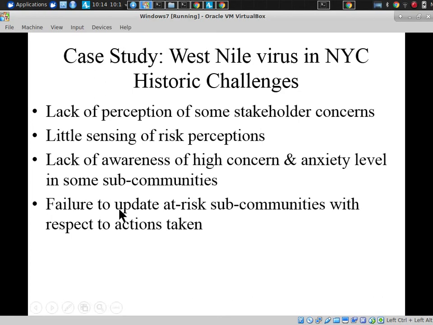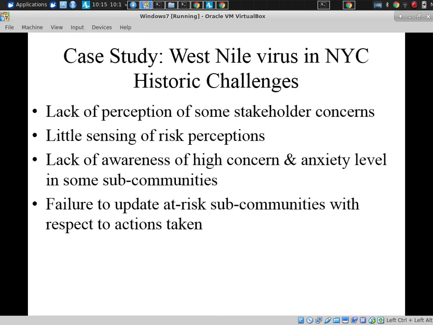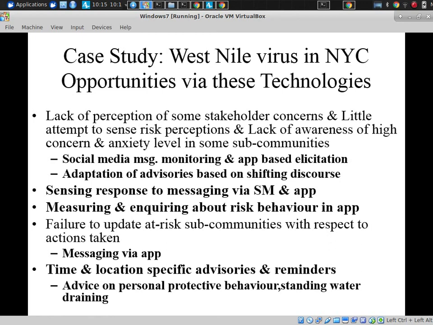There was a disconnect in terms of updating certain subcommunities with respect to the actions taken. And there's a lot of potential for the sorts of technologies we're talking about here to fill in some of those gaps, some of the gaps which the New York City authorities, despite their really good efforts on other fronts, fell short of: in terms of sensing the risk perceptions on social media, in terms of inquiring about risk behavior and measuring changes in that, in terms of understanding the different messages out there from groups such as individuals with health issues that might be affected by some of the actions undertaken and messaging in response to that.